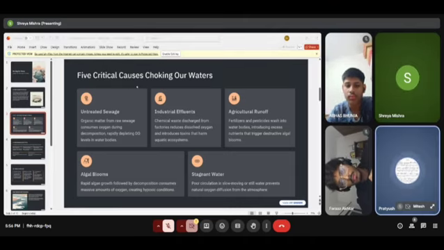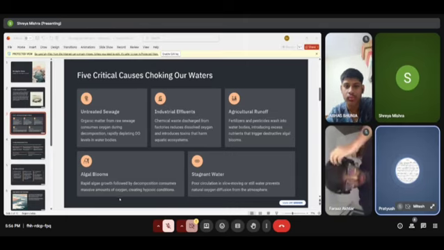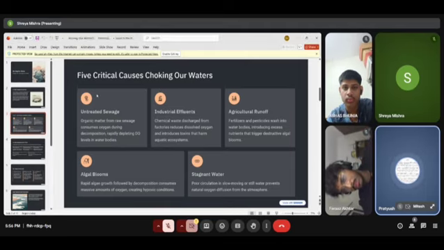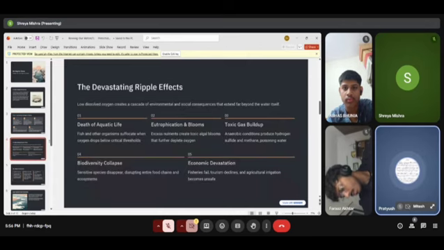So, I'm going to speak about the factors that affect dissolved oxygen levels in water. The first factor is temperature. Cold water can hold more oxygen while warm water holds less. That's why oxygen levels often drop during summer.